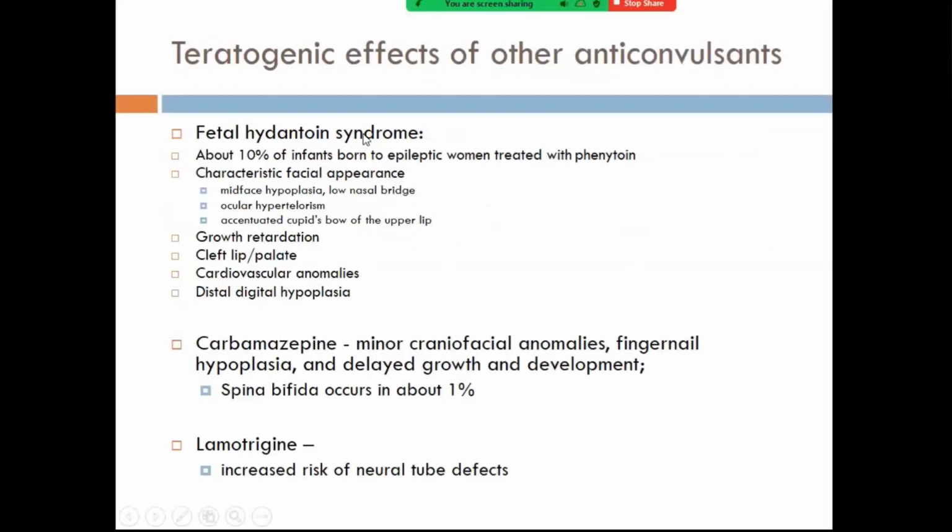You know that fetal hydantoin syndrome, with phenytoin, has certain phenotypic effects. About 10% of infants born to epileptic women treated with phenytoin will have midface hypoplasia, low nasal bridge, this and that.